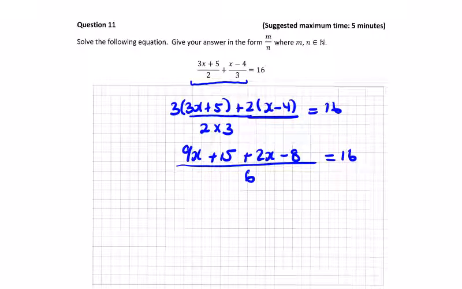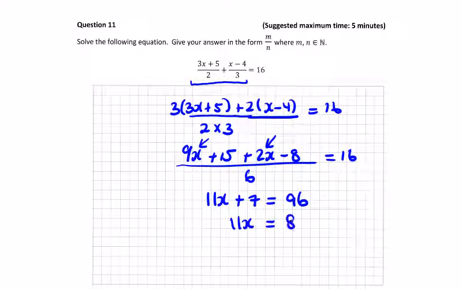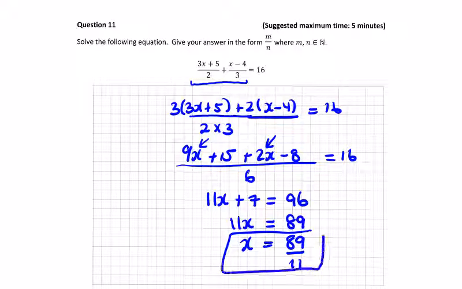So multiplying by 6 and simplifying the top, I'm going to get 11x, 9x plus 2x. 15 minus 8 is plus 7, and 6 16s are 96. So I get 11x is equal to 89. 96 minus 7, so x is equal to 89 over 11. And that's the answer here. They don't always work out evenly. They're giving us a clue that there's a fraction as an answer. So it's 89 over 11.